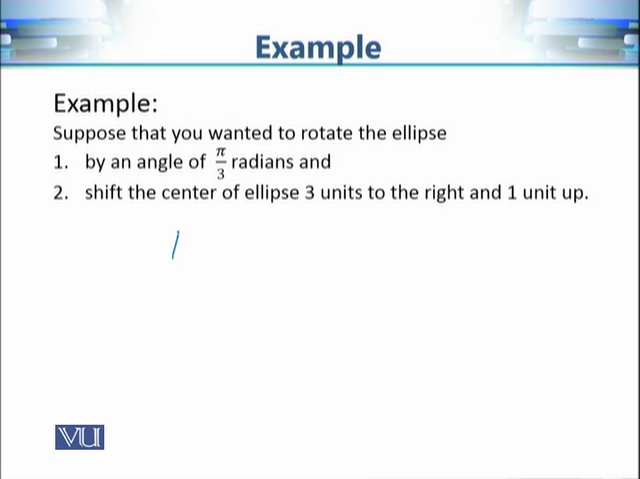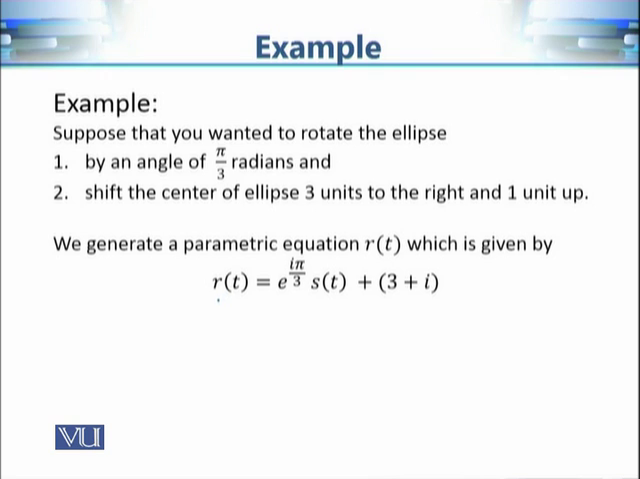Let's say our linear transformation is r of t. In the first step, we want a rotation by pi by 3 angle. So we will multiply s of t with e raised to the power iota pi by 3. And we also want a translation of 3 units to the right along the real axis and 1 unit up along the imaginary axis. So we have the following linear transformation, which is e raised to the power iota pi by 3 times s of t plus 3 plus iota.